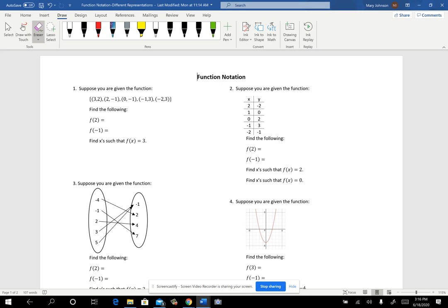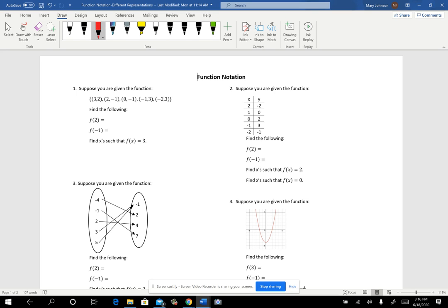Okay, so let's try function notation with this. All right, now all of these are functions. I correctly use the notation at the right time. Okay, and I'm just asking you to understand how to find like f of 2 when you don't have an equation to plug into.